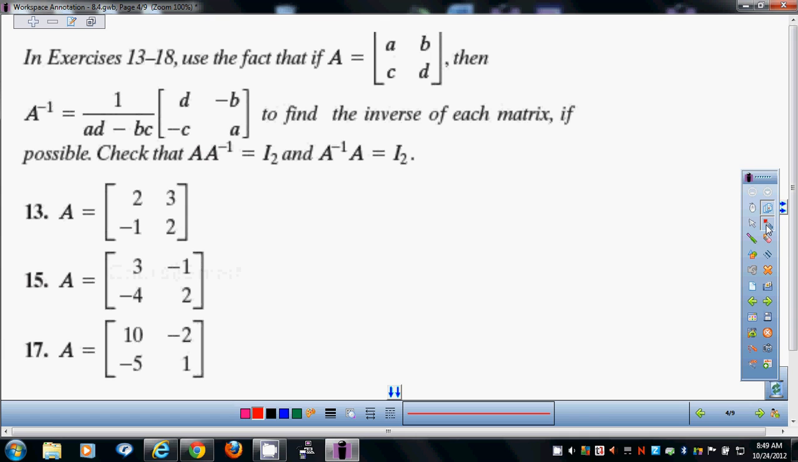Alrighty. Now, you're going to need this formula. You might want to write down this formula, and you may want to imply somewhere in your notes that it comes from this matrix. That is the inverse formula for a 2 by 2 matrix.